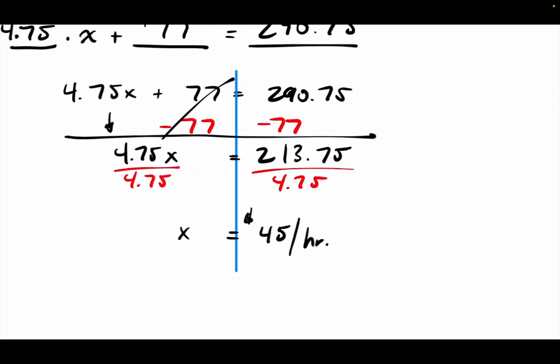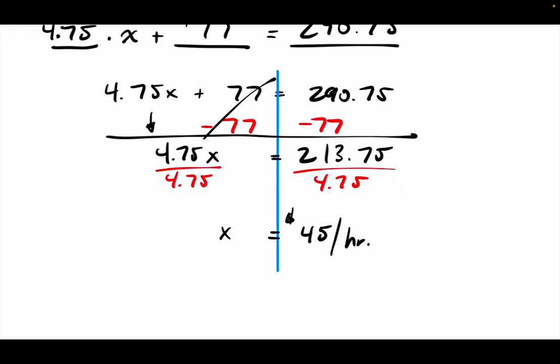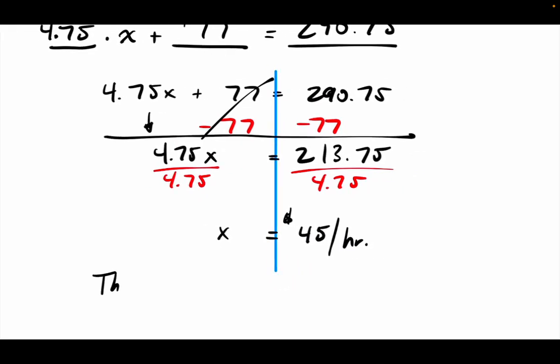You got to imagine that you're trying to explain this to someone who doesn't know what X is. Right? They know what equals is. Most people know what equals means, but X. So I'm going to put a little sentence under here. The tech charges $45 per hour. That's what that means. The tech charges $45 per hour. That's how much the tech makes.